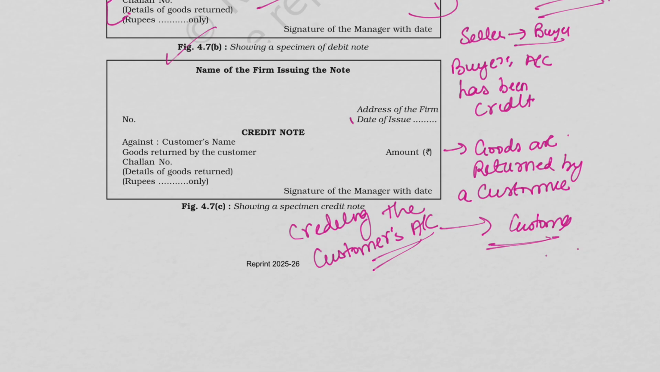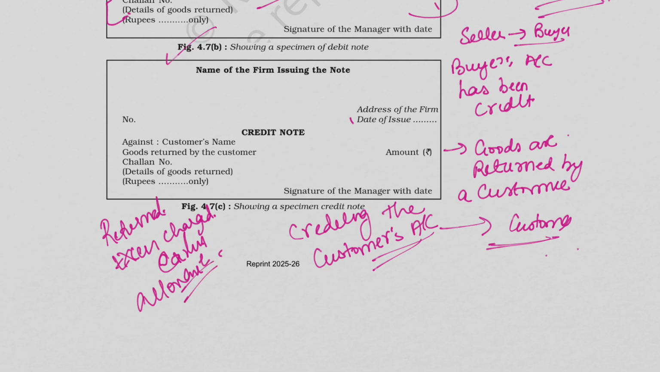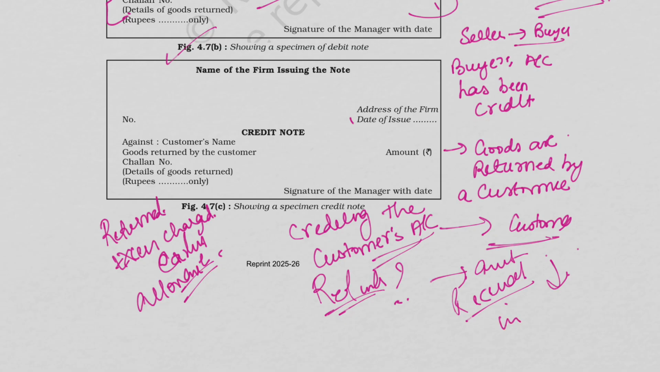So when is a credit note issued? Whenever goods are returned by customer, whenever excess amount charged earlier, some allowances given. So the seller basically prepares a credit note. So the page mentions that the credit note is commonly made in red ink. Why red ink? Because it reduces the amount receivable. It indicates reduction in sales value.